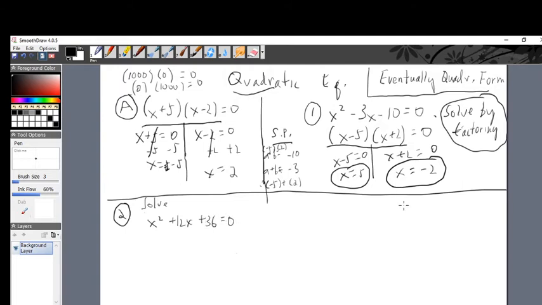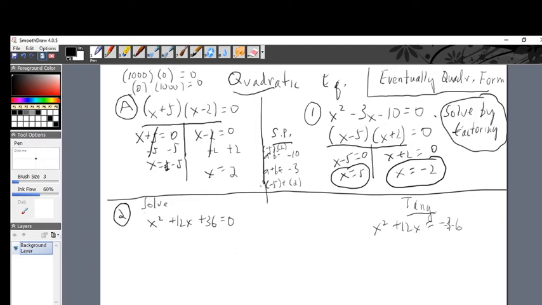Now, by the way, I'm going off on a little bit of a tangent here. Just bear with me for a second, but it's important. What if the problem was presented to you as follows? X squared plus 12x equals minus 36. What do you do then? We need the equal 0 for this thing to work out. To solve by factoring, you have to have an equal 0 on the right-hand side.